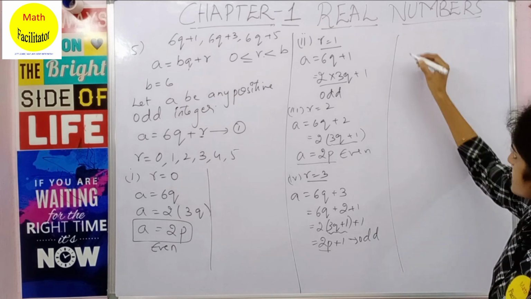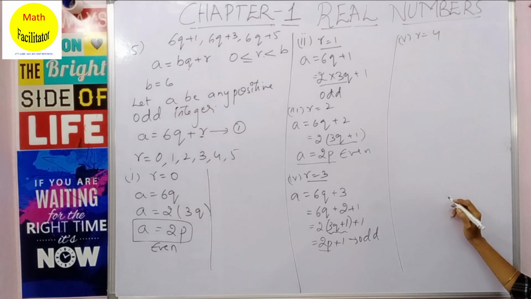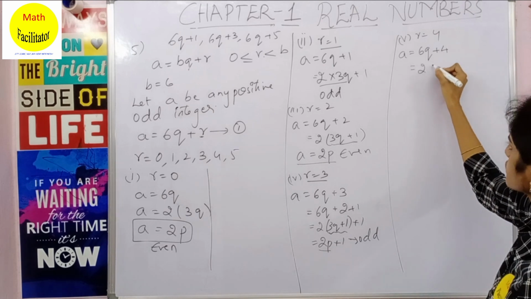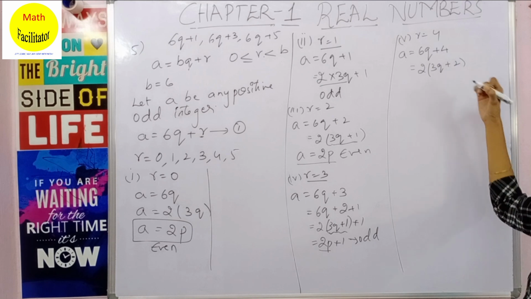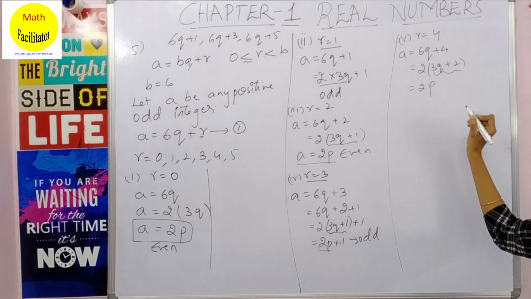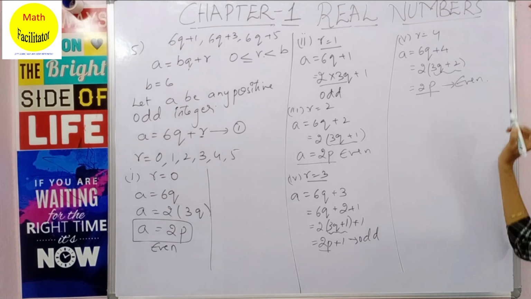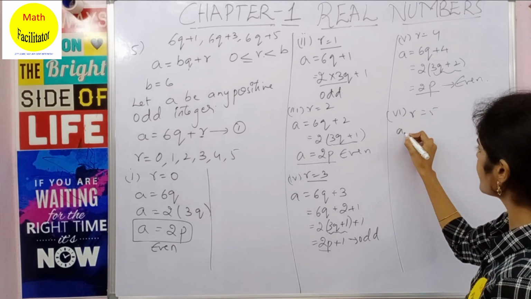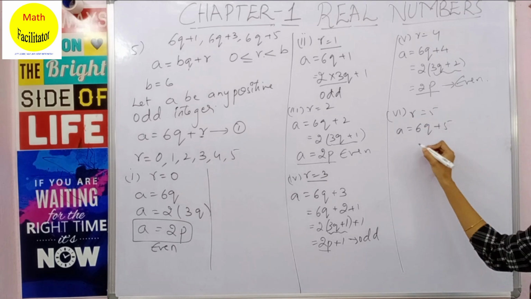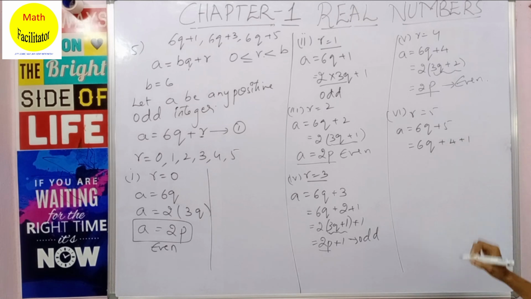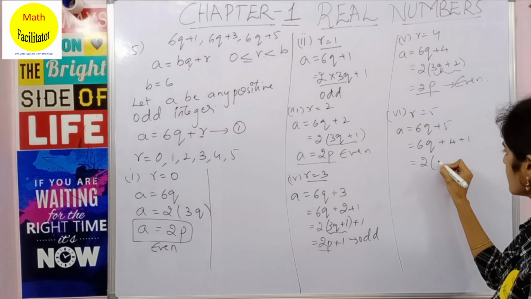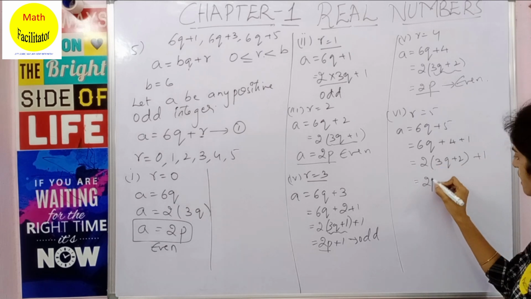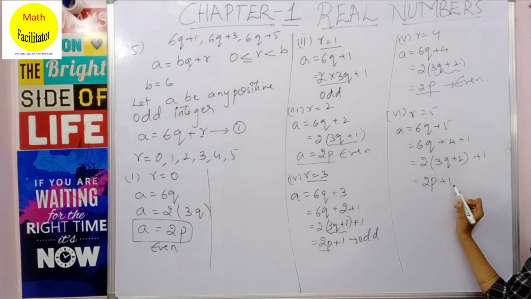Now let us take the next case, when r is equal to 4. When r is 4, a is equal to 6q plus 4. If you take 2 common from this, it is 3q plus 2. This entire thing you can write as p. So 2p is an even integer. Clear? Now let us take the last case, when r is equal to 5. When r is 5, a is equal to 6q plus 5. Here also you can write 5 as 4 plus 1. So taking 2 common, it is 3q plus 2 plus 1. Let us consider this as p, plus 1. Now 2p is even, you are adding 1, so it becomes odd.